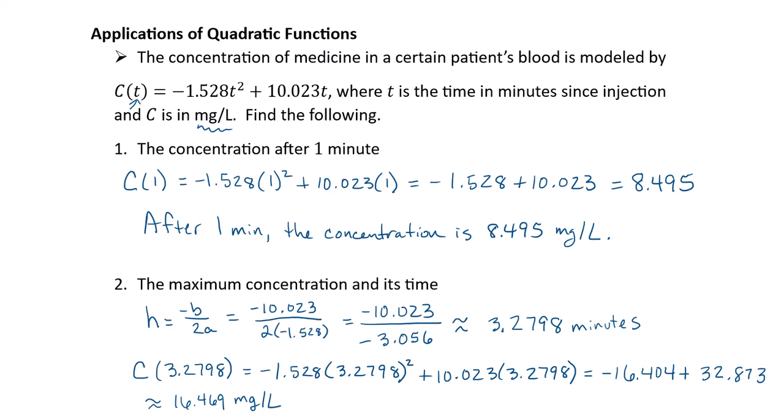So the maximum concentration is 16.469 milligrams per liter. Maximum concentration. And 3.2798, or you could round it to 3.3 minutes, is the time at the max concentration.